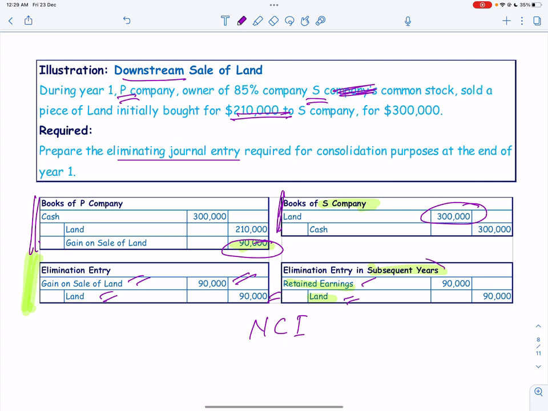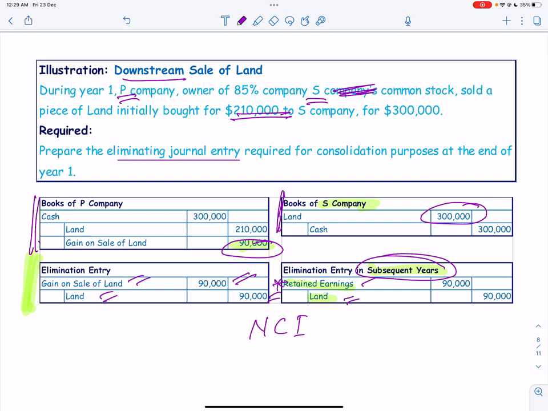So in subsequent years, we have to reduce retained earnings by debiting retained earnings as we cannot debit gain in subsequent years, but this gain is still sitting in the retained earnings. So we have to debit retained earnings and credit the land. We keep doing so until the land is actually sold to an outside party.